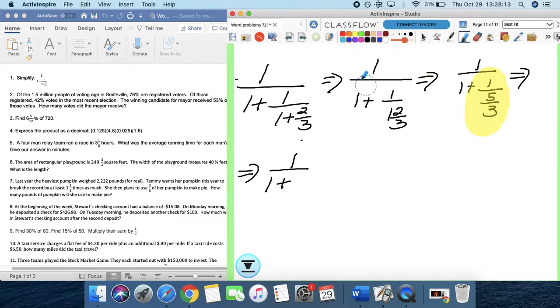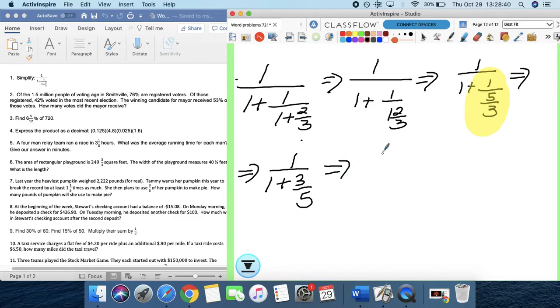So 1 divided by 5/3, right? So I'm going to do it here at the bottom. 1 divided by 5/3. That's what that expression is horizontally. So 1 divided by 5/3 is the same thing as 1 times 3/5. So that whole thing becomes 3/5.